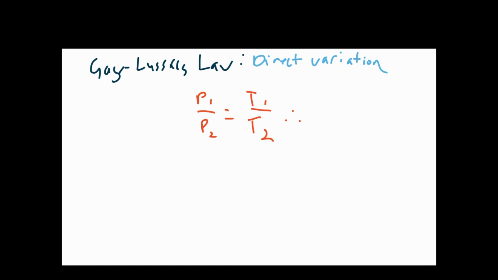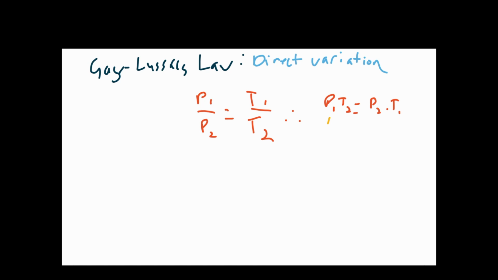This can also be expressed as pressure 1 times temperature 2 equals pressure 2 times temperature 1. So unlike the last law we faced, you have 1 times 2 and 2 times 1 rather than the variables from the same time being on the same side. So let's try a practice problem with this direct variation.